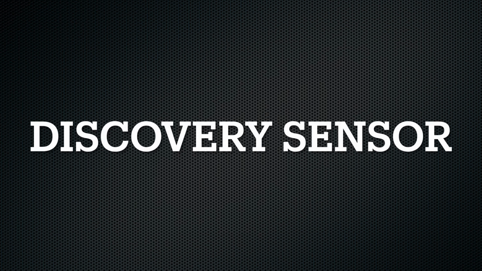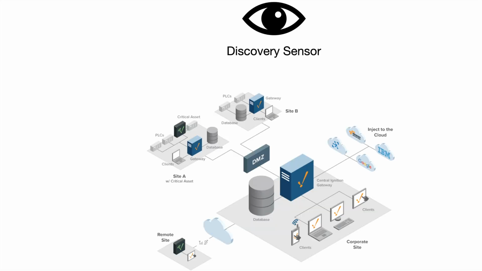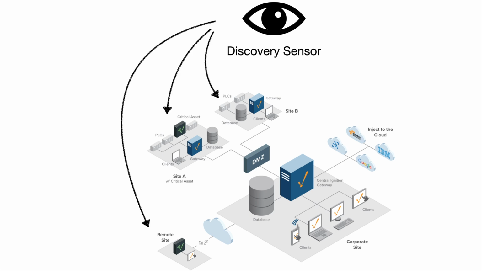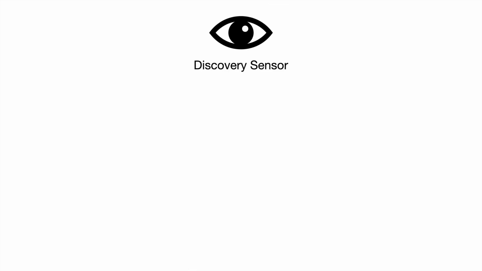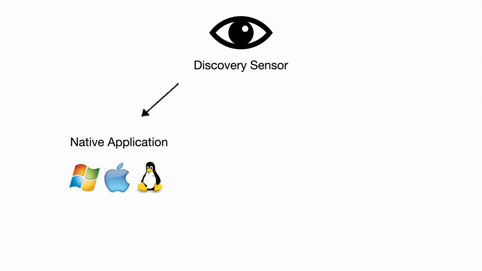First is the Discovery Sensor, which collects data from the network. It is highly efficient and scalable, patent-pending technology that allows even the largest networks to be mapped and monitored in near real time. It supports all operating systems and can be deployed as a native application, virtual machine, or Docker container.